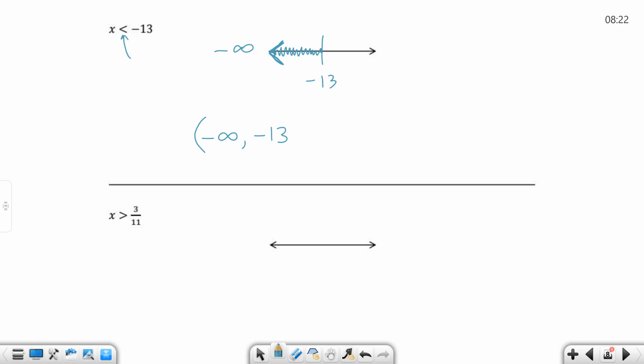There's no equals, so it needs to be what? A parenthesis. So I need to make sure I have that on there, right? So then the parenthesis goes around negative 13.